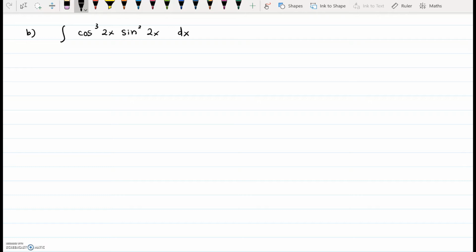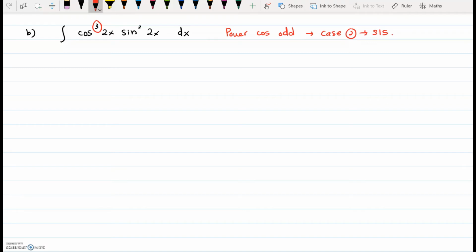Then continue to case 2, we have to identify the power of your cosine. In this case, the power of your cosine is odd. So look here, the power of cos is odd. Then we say that it is in case 2, where we can solve by using SIS.